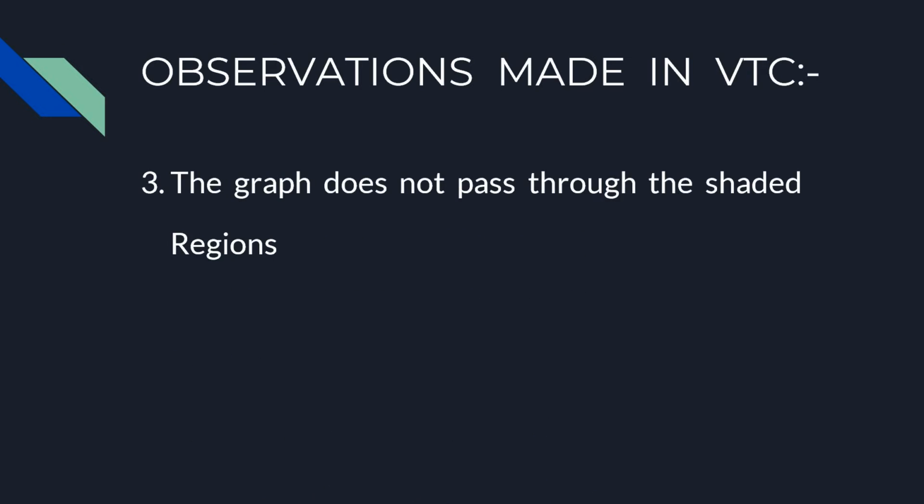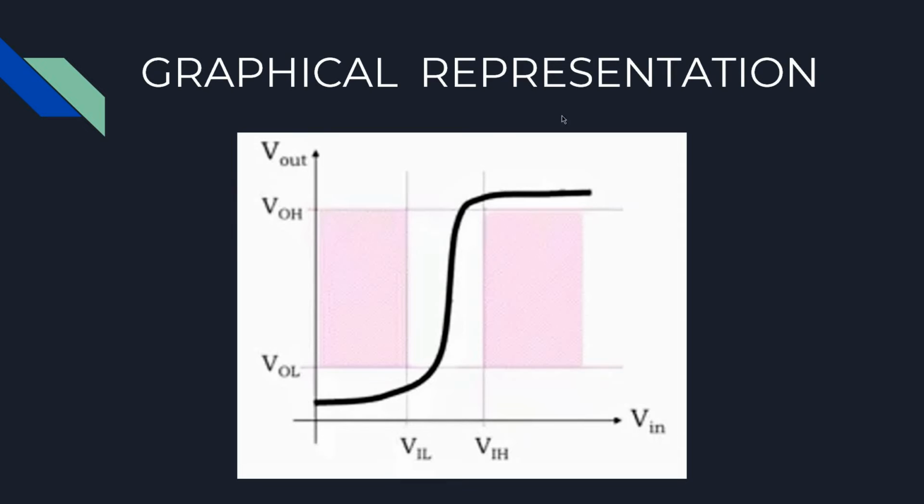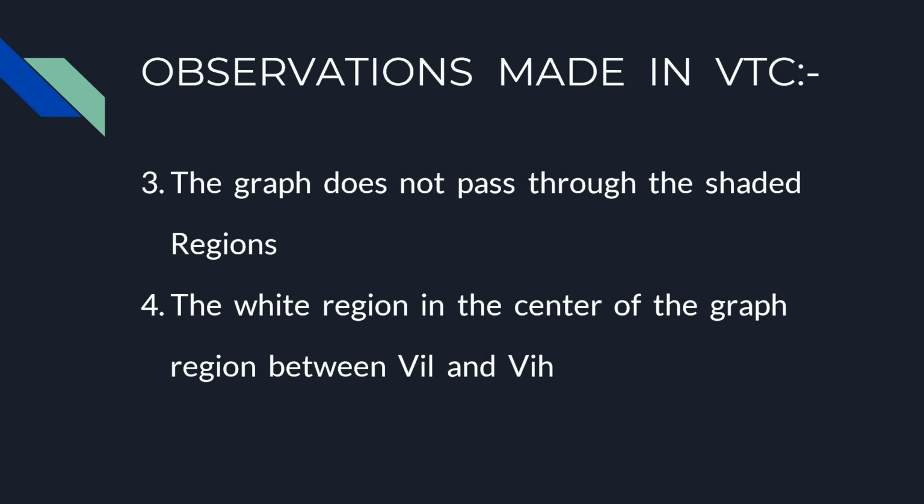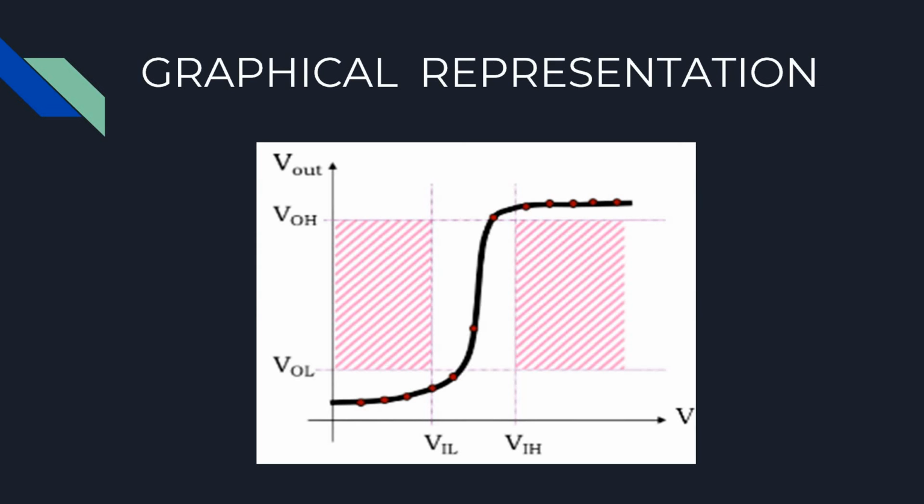The third observation: the graph does not pass through the shaded regions. As I told you before, these shaded regions are called the forbidden regions. The graph will not pass through the forbidden regions. The white region in the center of the graph covers input voltages in the range of VIL and VIH, the region between VIL and VIH. These input voltages are in the forbidden zone of our signaling specifications.